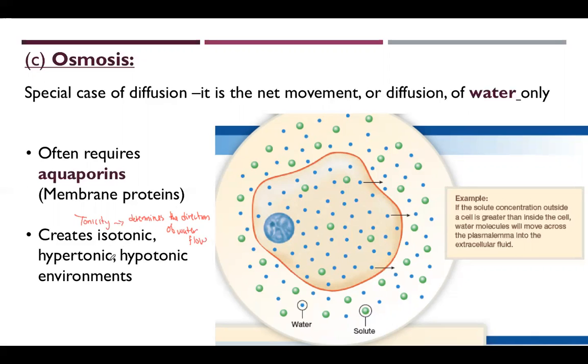Specifically, there can be 3 different environments: isotonic, hypertonic, and hypotonic, which we'll go through in the next few slides. With osmosis, because it is passive, we are still seeing water go from a high concentration to low concentration. So we can see here there's lots of water inside the cell, very few solutes, and then outside there's more solutes. So water wants to try to balance that out by osmosis.